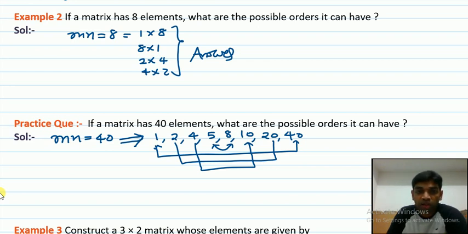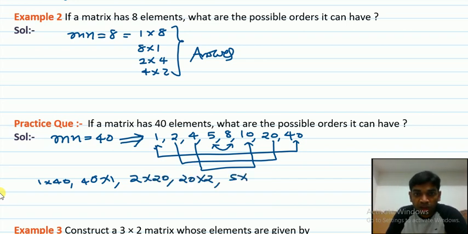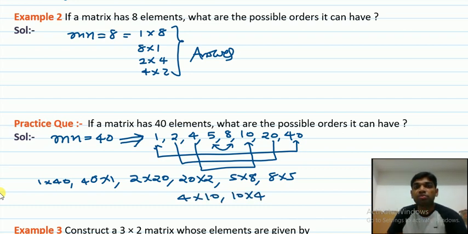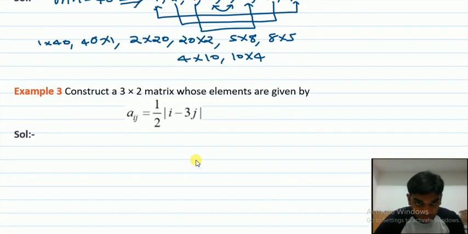And 5 into 8, 8 into 5. So there we have 1 into 40, 40 into 1, 2 into 20, 20 into 2, 5 into 8, 8 into 5, and 1 more, 4 into 10 and 10 into 4. So these 4 different orders are possible. Maybe in the exam they can ask how many possible orders it can have, then 1, 2, 3, 4, 5, 6, 7, 8. We have got 8 answers.